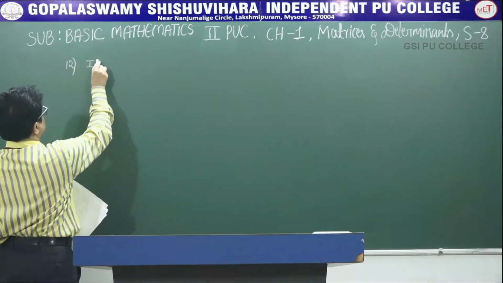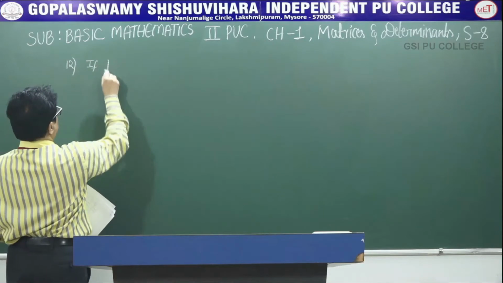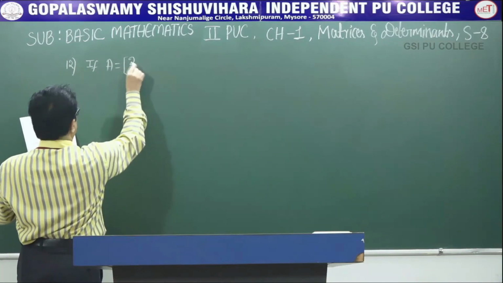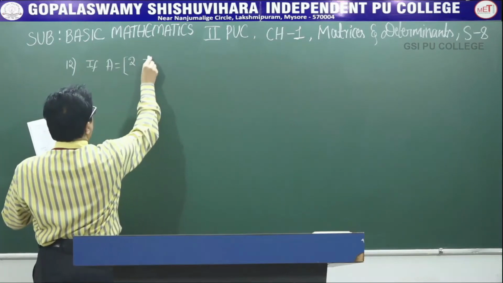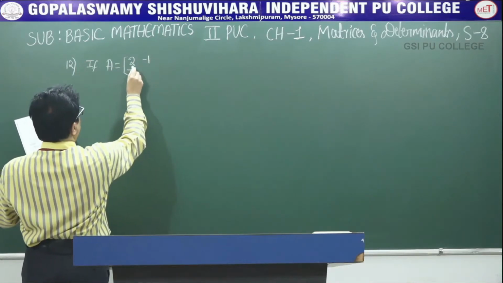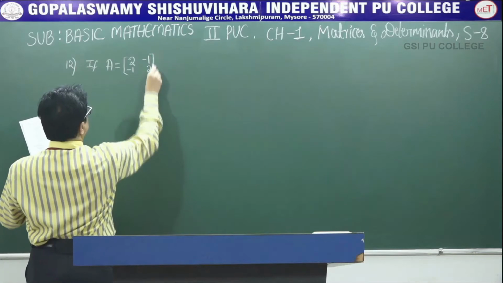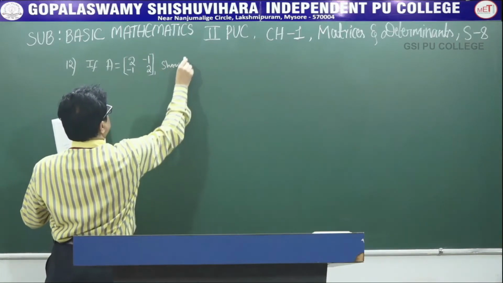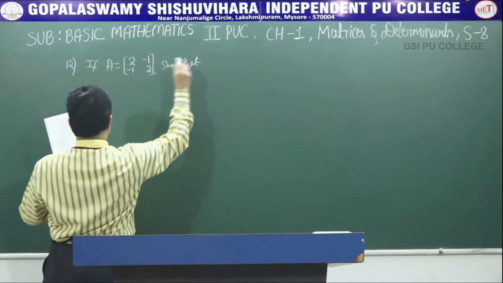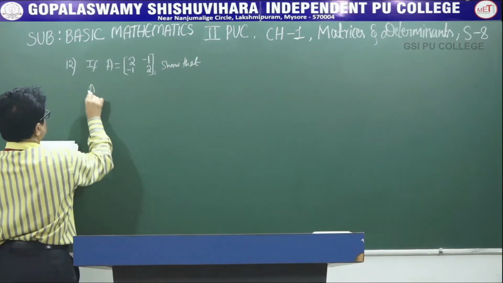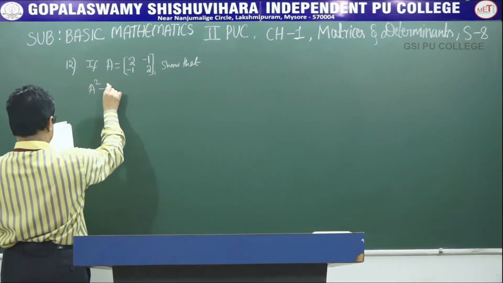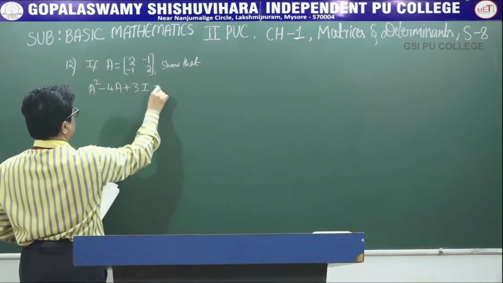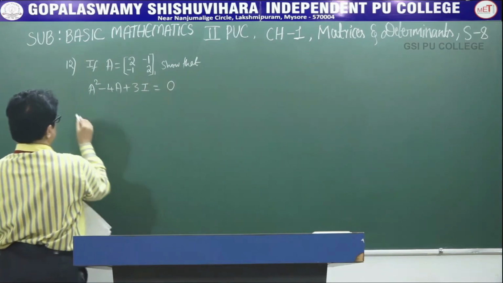If A equals the matrix [2, -1; -1, 2], show that A square minus 4A plus 3I equals null matrix.